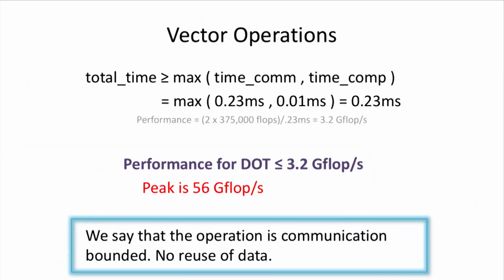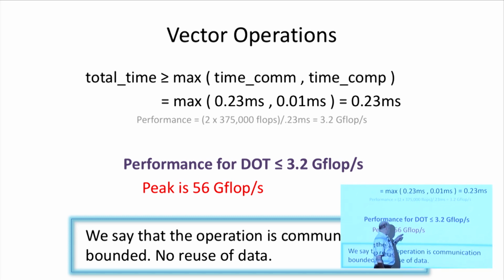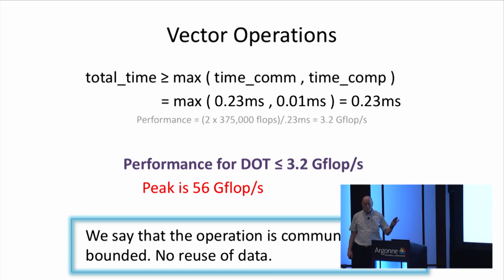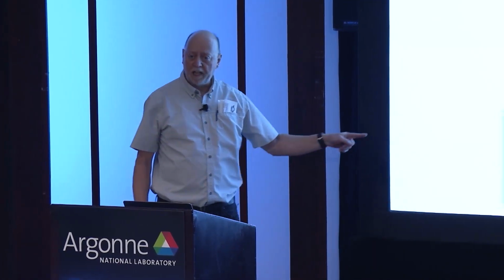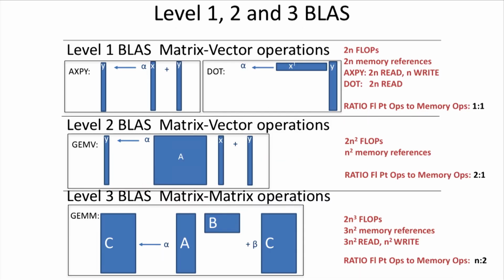So let's say I can overlap the floating point and the data movement. That says the total time is going to be 0.23 milliseconds, and that says the performance is 3.2 gigaflops. So the vector performance on this machine, theoretically, is 3.2 gigaflops. The peak performance is 56. So I've just lost more than an order of magnitude in performance by doing a vector operation. So that's communication bound. There's no reuse of data. I read data in, I compute, and I produce one number. And that's it. So no reuse. I don't get any benefit from moving data.